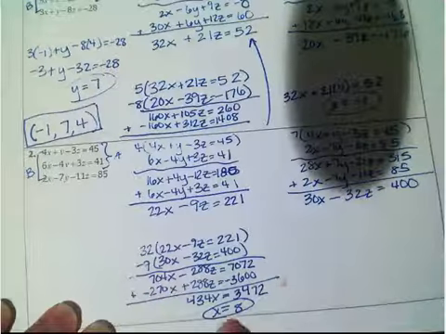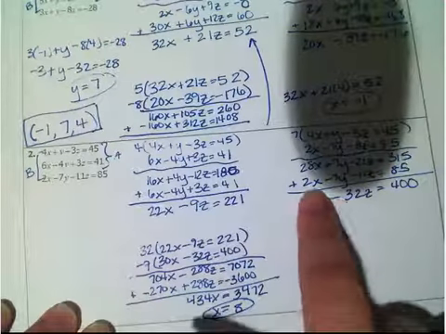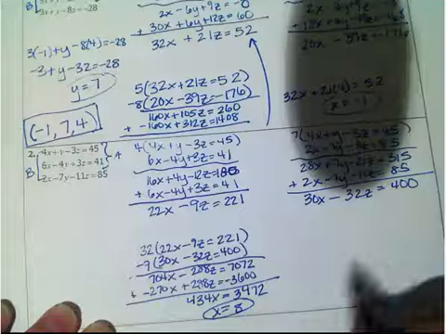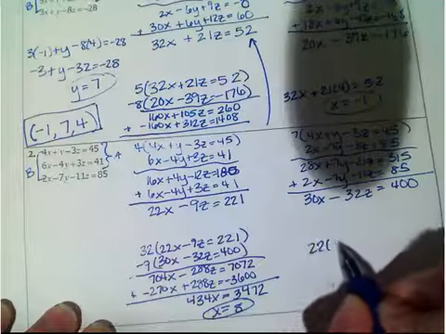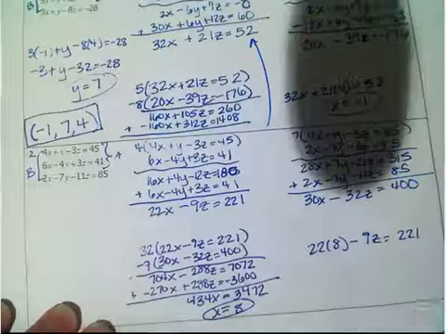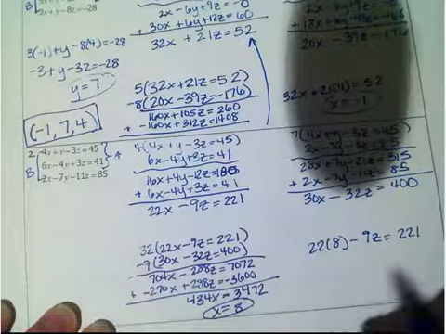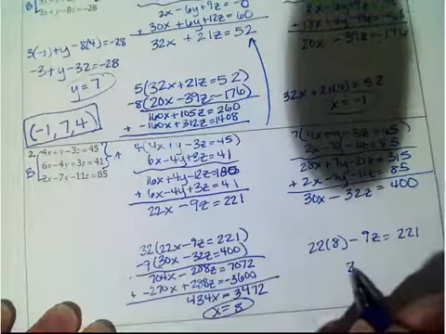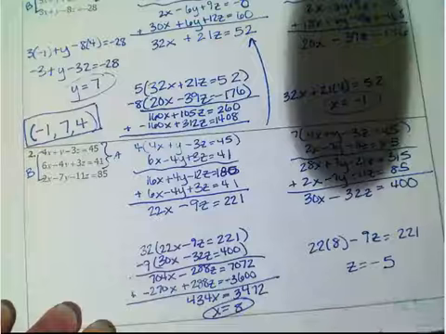So now this is where I take my x and I plug it back into one of these equations. Doesn't matter which one. I'm going to say 22 times 8 minus 9z equals 221. If you solve this, we should get z equal to -5.